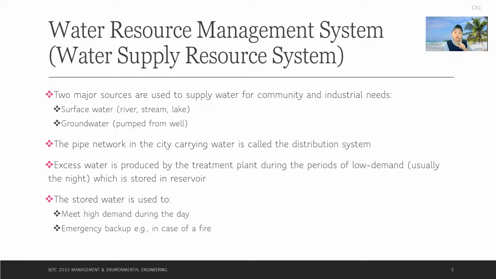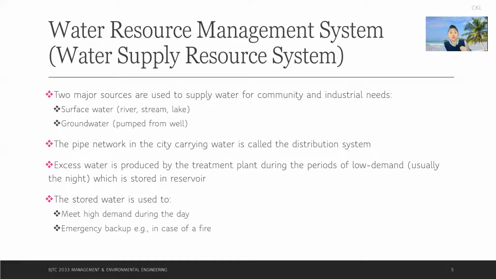As I mentioned just now, mainly in Malaysia, our major supply is surface water. We are using water from rivers, so we build dams to hold the water, or we have reservoirs or lakes that hold the water. But there are a few exceptions, mainly Kelantan state, which utilizes groundwater. Okay, they have a very good groundwater system there.